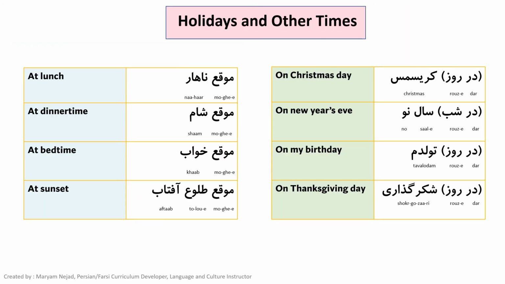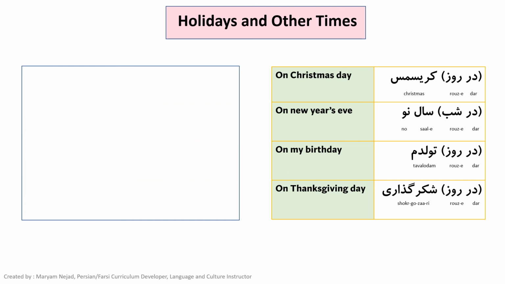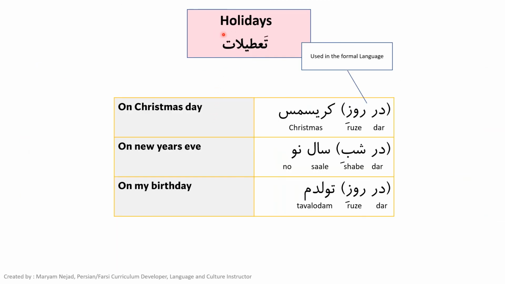Now we are going to go over holidays and other times. Now let's go over the last one, which would be holidays, like ta'atilat. For example, we want to say on Christmas Day or on New Year's Eve or on my birthday, even though birthday is not technically a holiday, but it is a celebration.